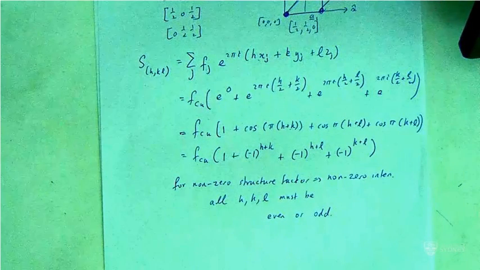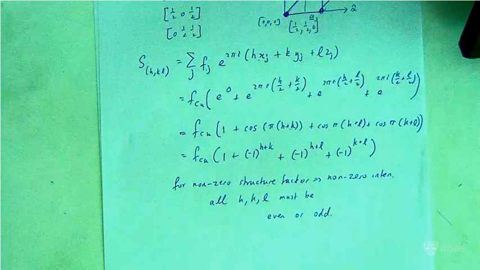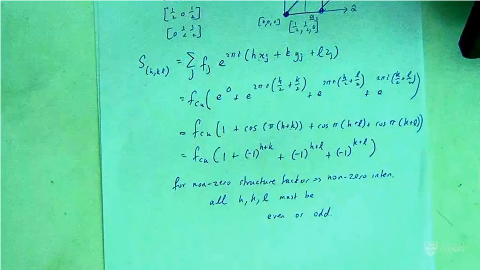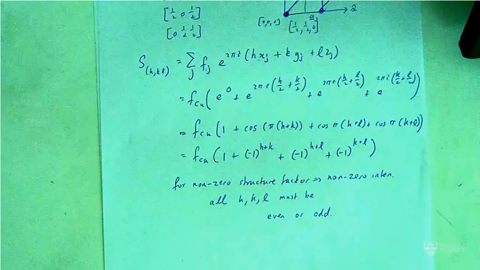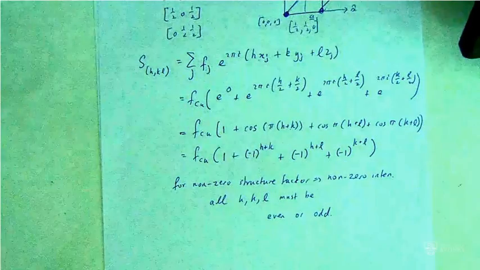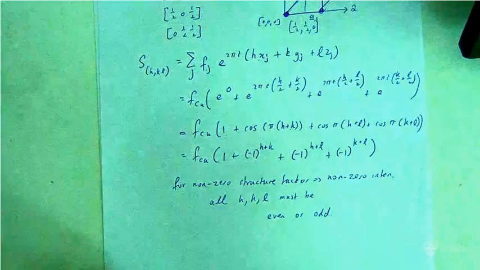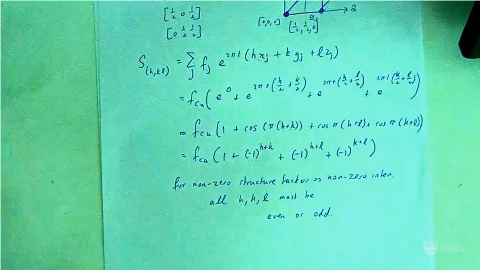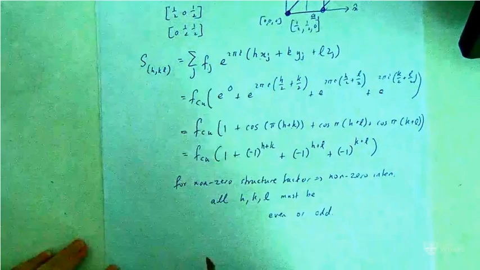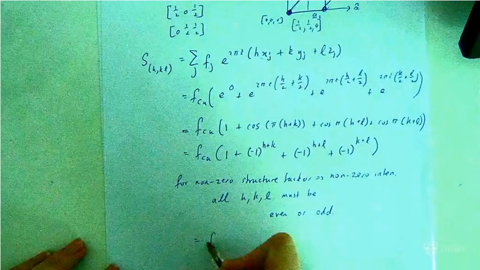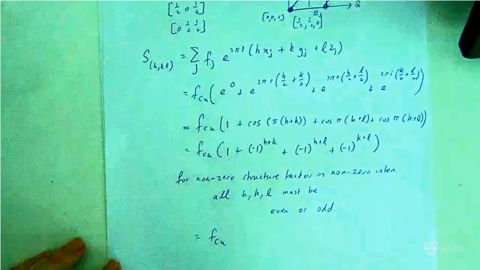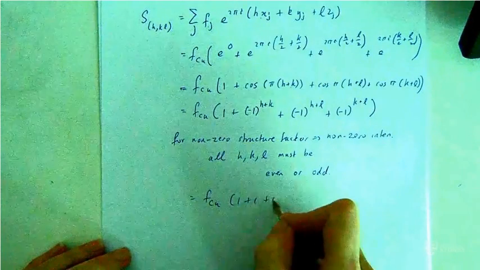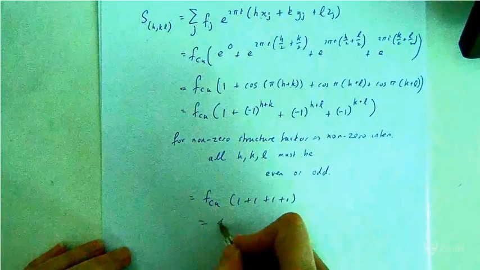So can I ask, where do the sines go? Oh, the sines, yeah, they go to 0, because we've got a pi multiplied by an integer. Oh, okay. Yeah. So when these are all even or all odd, because when you add two odd numbers, you get an even number, these will just go to 1 as well. Then we get the form factor: 1 plus 1 plus 1 plus 1 equals 4 times the form factor of copper.